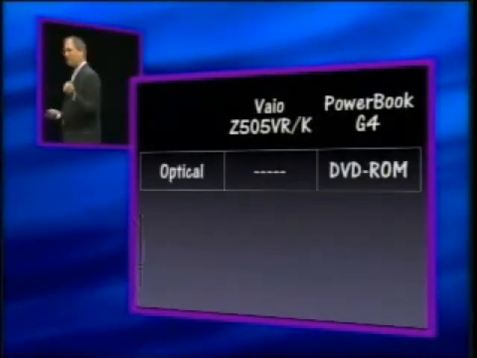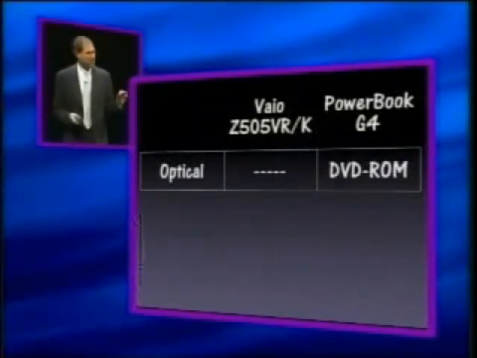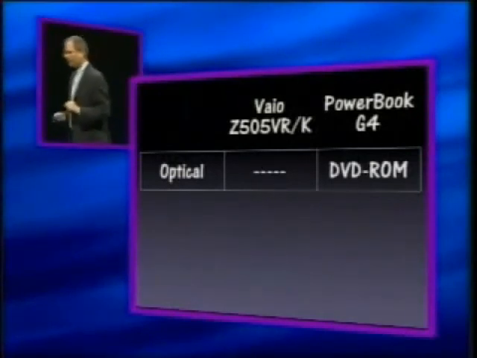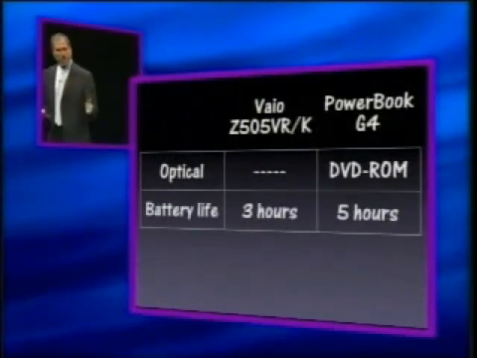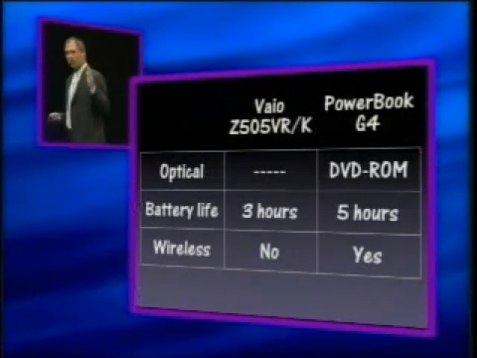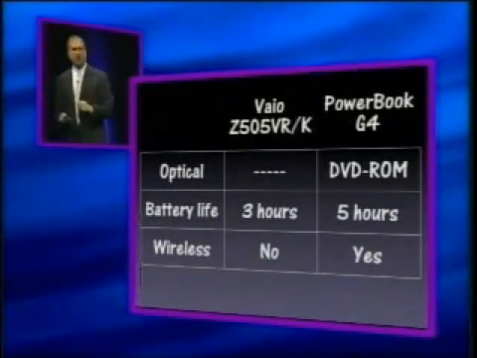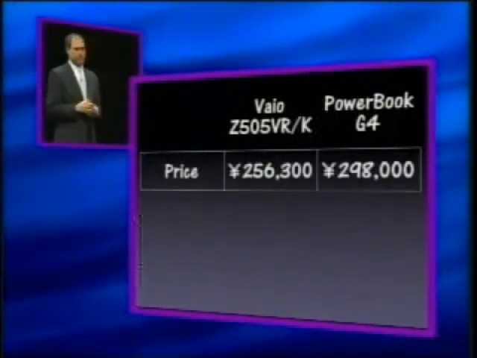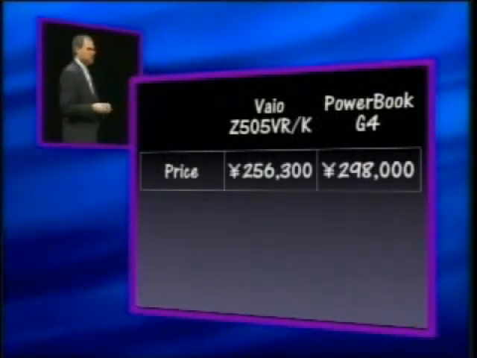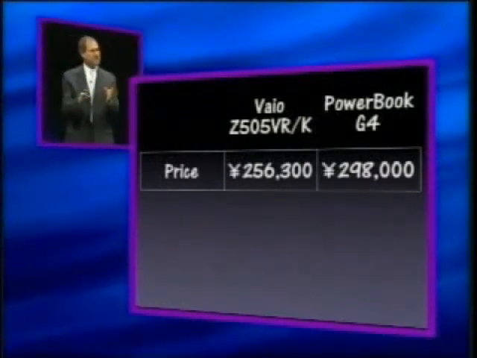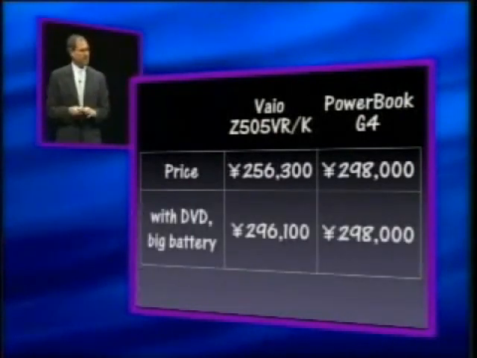In terms of the optical, the Vaio does not come with an optical built in. The PowerBook G4 comes with a DVD-ROM built in. Battery life, 3 hours versus 5 hours, so bigger battery in the PowerBook G4. And it is wireless ready. You can plug in an AirMac card. Not wireless ready on the Vaio. The price, the Vaio's a little cheaper. The Vaio's a little cheaper, about a little over 10%. However, when you buy the external DVD and a bigger battery, they're the same price.